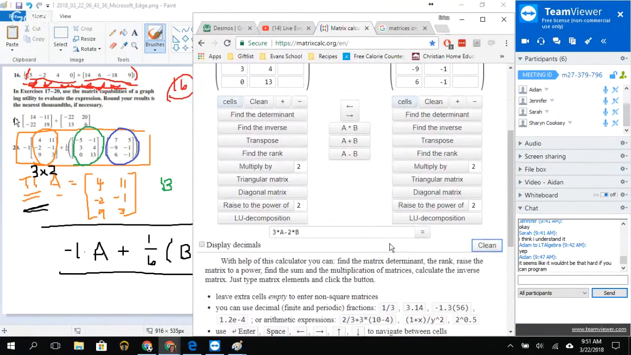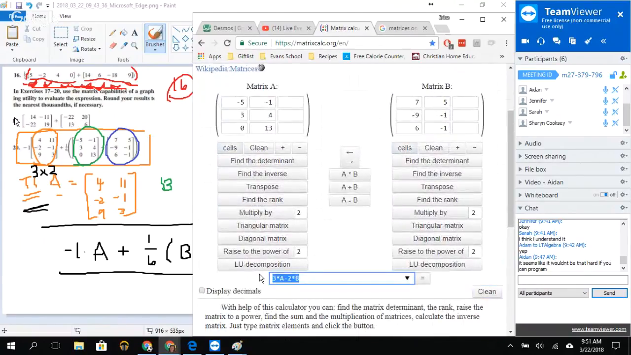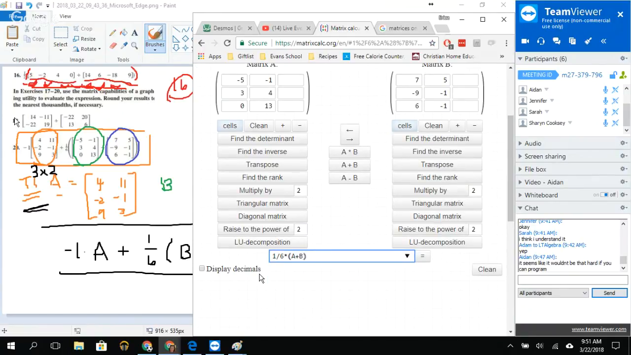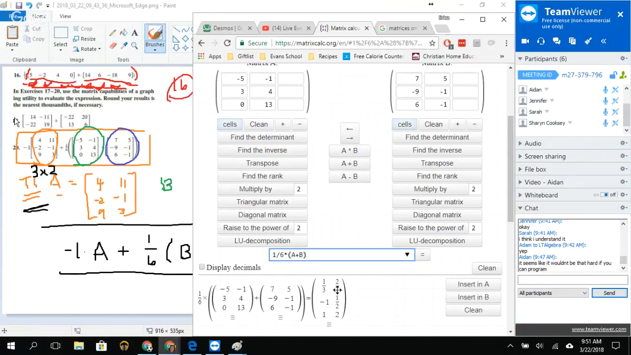I'm going to clean everything up here. I'm going to do 1 divided by 6 times A plus B. Okay, so I've basically evaluated the second half of my equation. I have 1/6 times A plus B, and I get this value for this matrix here.